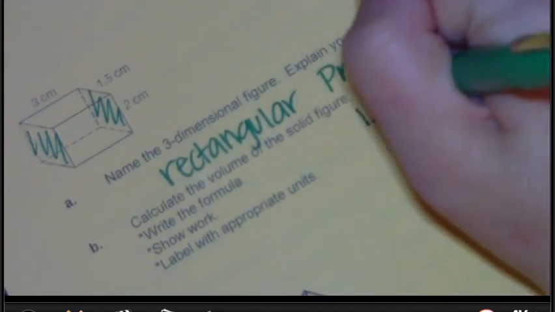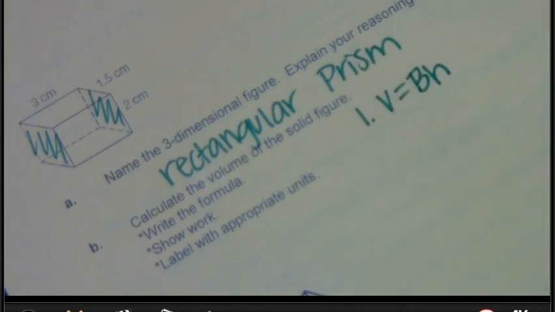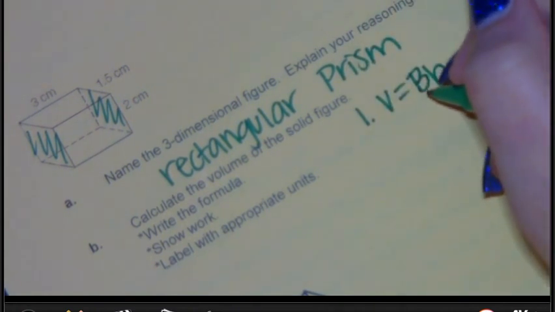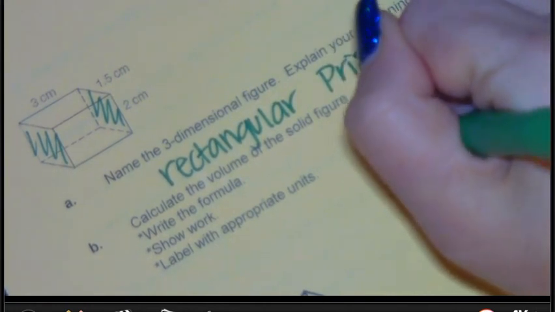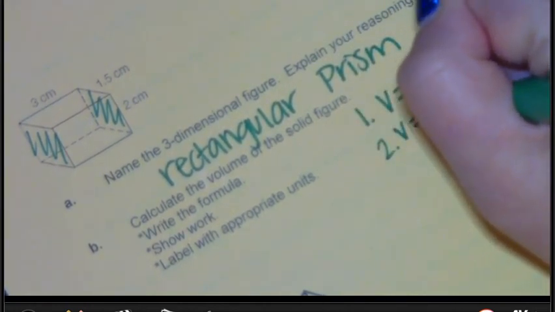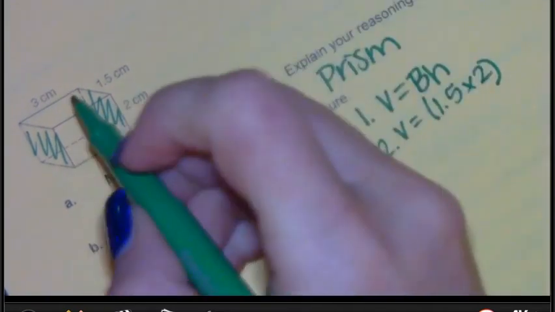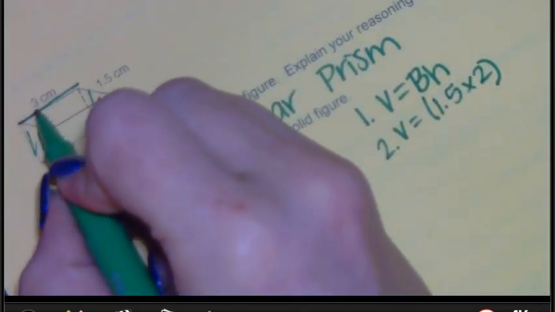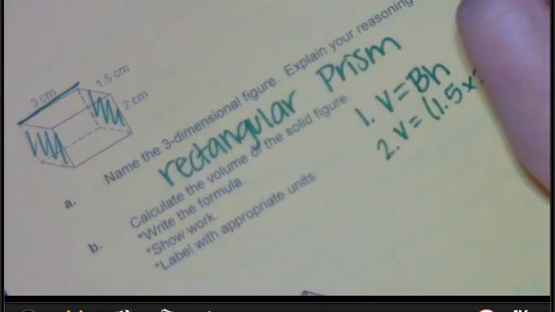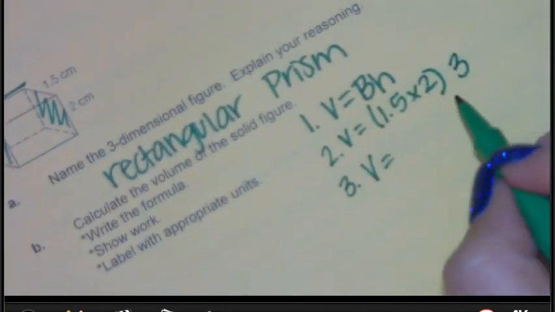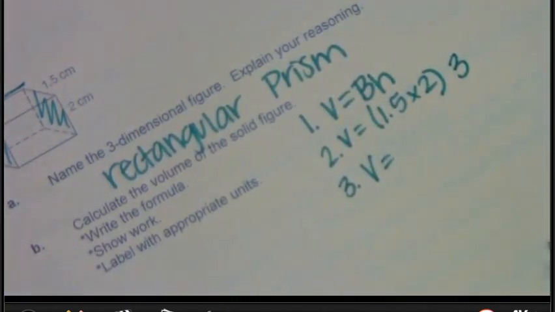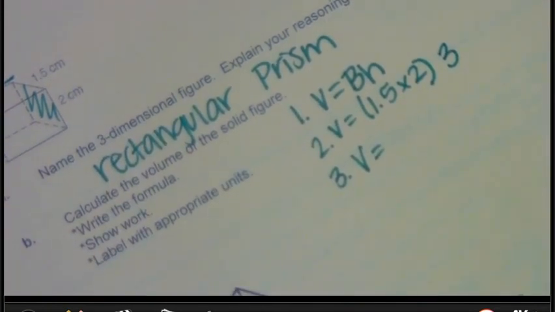Now the formula of the volume of a prism is capital B times H. Remember, capital B stands for the area of the base. Well, the area of my base is a rectangle, and to find the area of a rectangle is base times height. So I have 1.5 times 2 times the height, which is the distance between the two bases, which is 3. And then remember, step 3 is to solve. If you notice, all you're doing is multiplying all 3 of the numbers together, which means it really does not matter which one is the base as long as it is a rectangular prism.